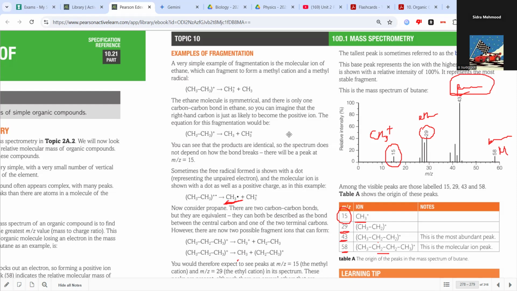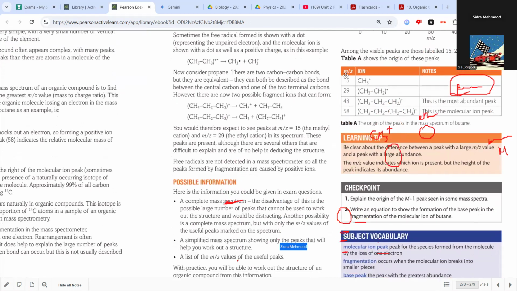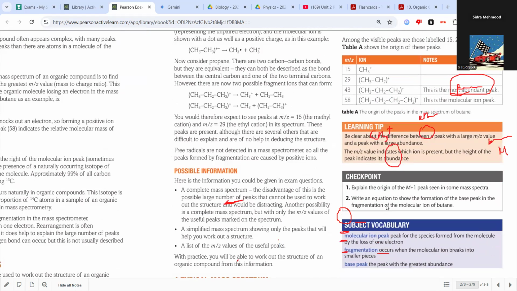Most of the time, the spectrum that we are given, there is a large number of peaks that are actually not of any use. If you scroll down, Majid. Yeah, okay. Just read out this whole information. Read this, Majid. So which one? The possible information, this one.